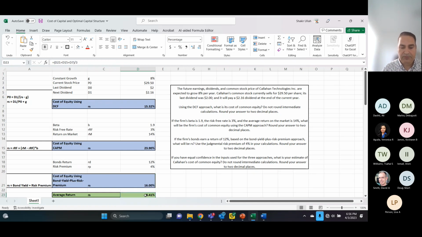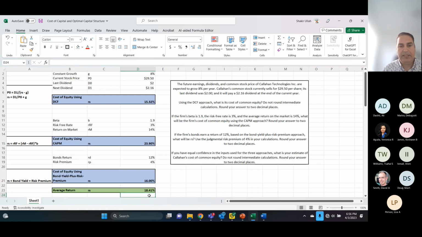So what will be the average of these? That will be equal to, we sum them up. I start the parenthesis, the cost of equity using the discounted cash flow model, plus the cost of equity using the CAPM model, plus the cost of equity using the bond yield plus risk premium. I close the parenthesis, and because these are three values, I divide by 3, and that gives me the average cost of equity as 18.41%. Okay, any question on this?